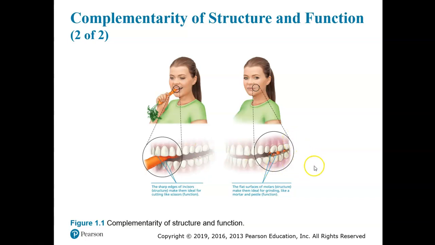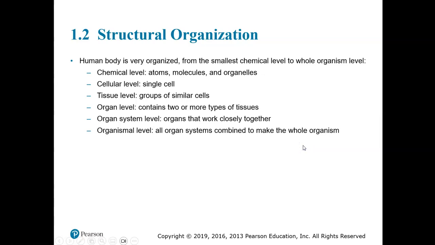But then you don't want to swallow that piece whole. So there are other teeth in the back called molars, and those have flat surfaces for crushing. And those help you to crush your food up into smaller pieces so you can digest your food better. So the molars are shaped and more ideal for grinding. So again, the structure determines the function. And we have many, many examples of that in anatomy and physiology.